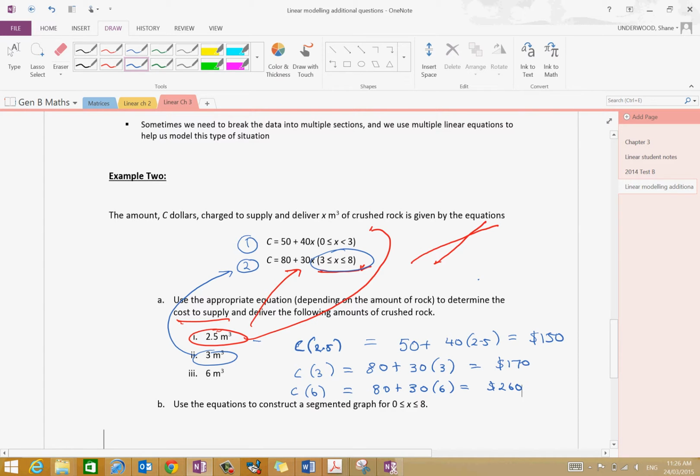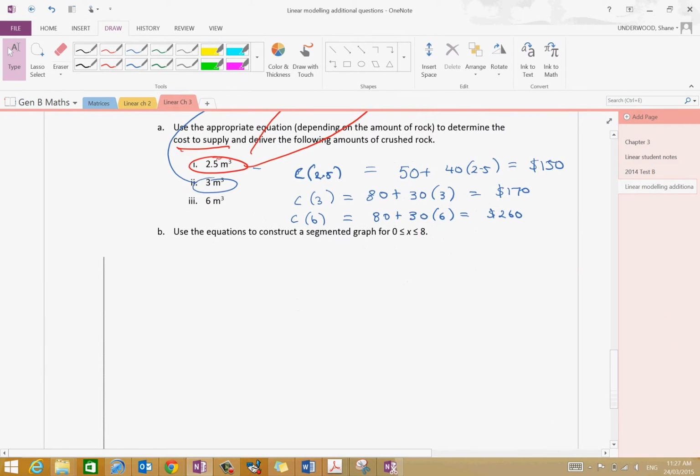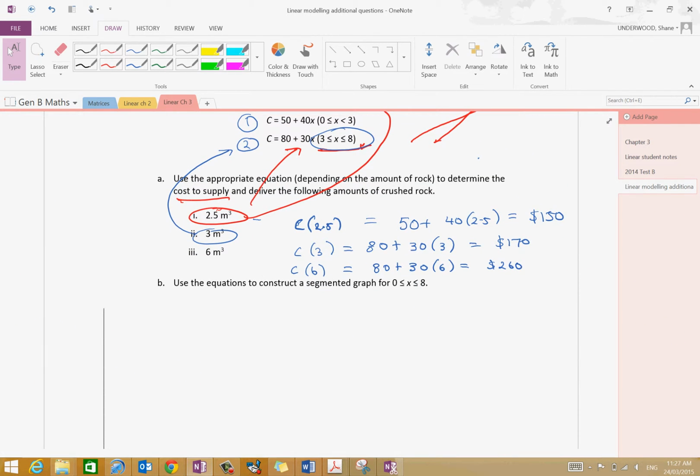Now use the equations to construct a segmented graph from 0 to 8. Well, what that means is that we've got a graph. So if I draw my axes, first of all, can you get negative rock? I'm only looking at positive values. So we're going to say that this is our x-axis and this is our c-axis. And we're looking only at values between 0 and 3, but non-inclusive. So what's the c-intercept? The c-intercept is 50 for this first one. So I'm going to put a 50 up here. Try to keep it nice. And then I'm going to put 80 up about here.